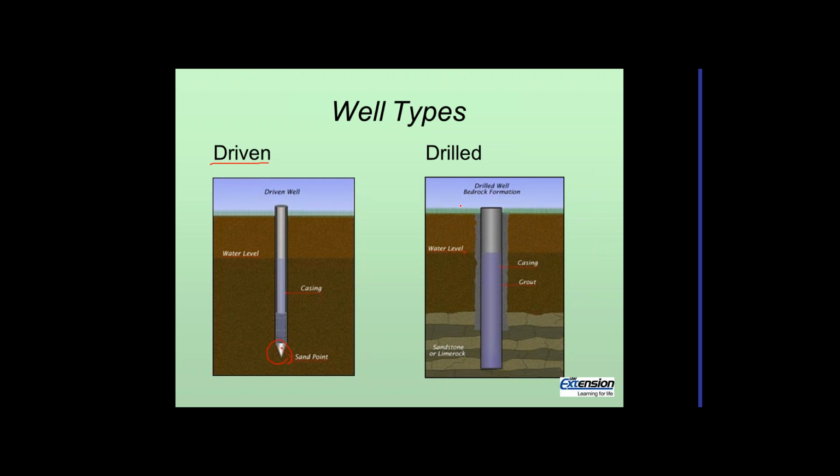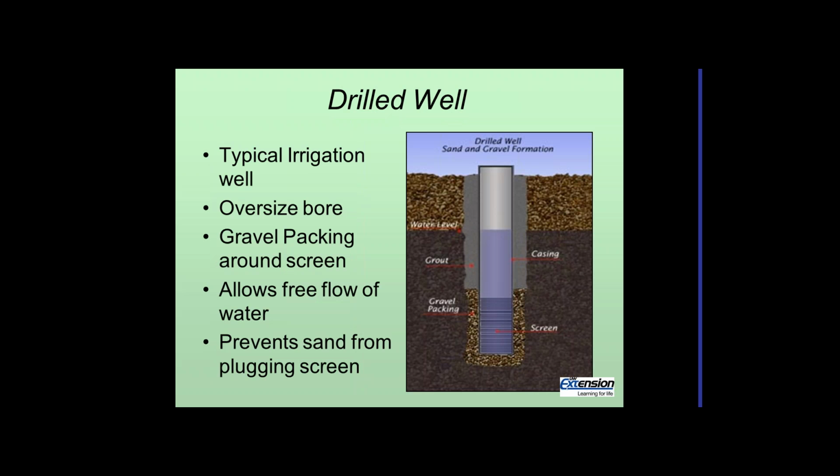The other type, the most common type, is a drilled well, and we're going to talk a little bit more about that. We have a casing that's put in the ground, it's grouted in place, and the water source typically comes from lower in the ground.